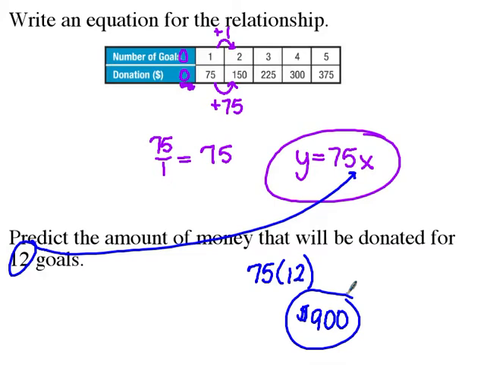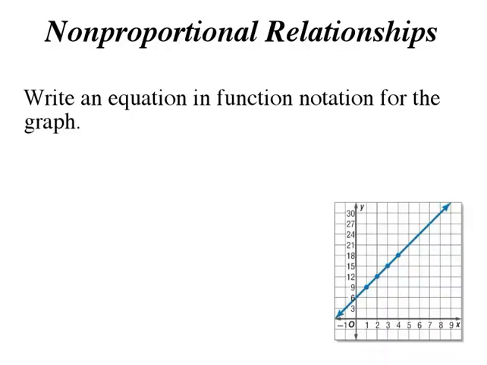Okay, we've got a few more slides to look at. And so we're going to talk about what happens now if it doesn't go through the 0, 0. And so we've kind of addressed that already. So this shouldn't take very long for us to go through. Okay, so it says write an equation for the graph. So what you need to do here is we need to find the rate of change, or what do we call the rate of change? Slope.